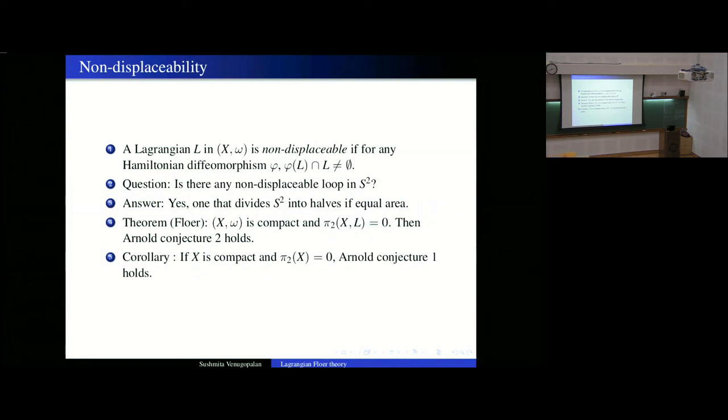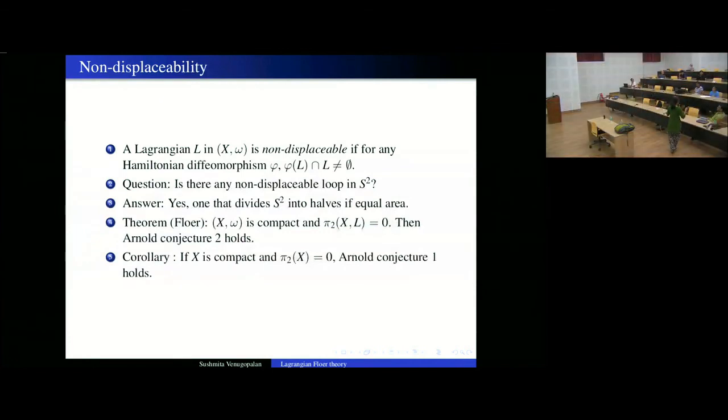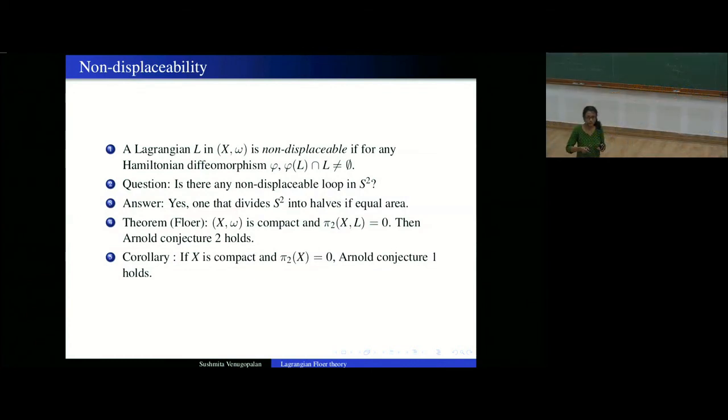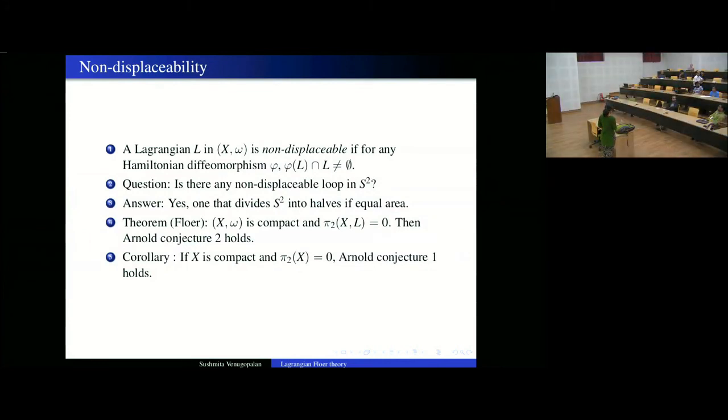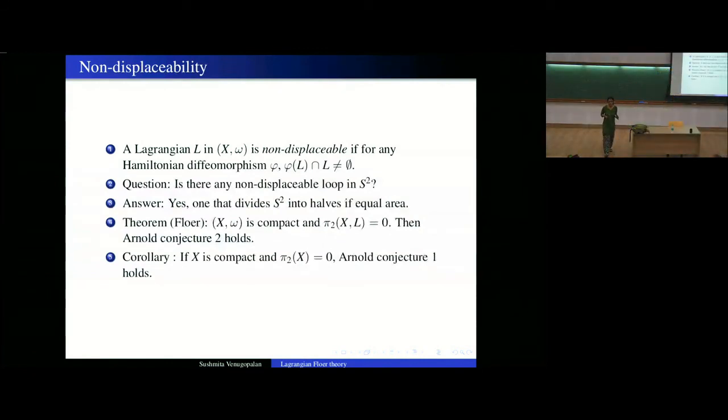Two different Lagrangians. In where? What is the context? Right. So phi is a Hamiltonian diffeomorphism. So it's an isotopy. A Hamiltonian diffeomorphism is an isotopy, so I'm not changing the topology. Yeah, the Hamiltonian diffeomorphism is a flow, so it's not going to change the topology of the submanifold for sure.